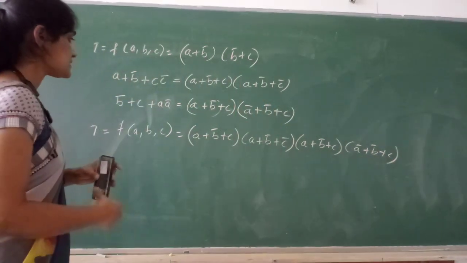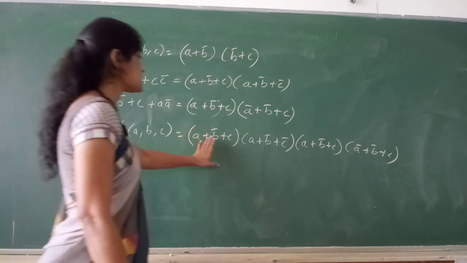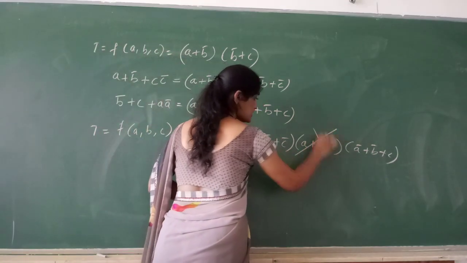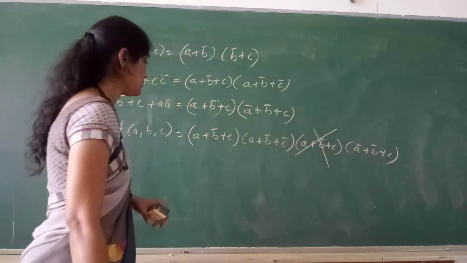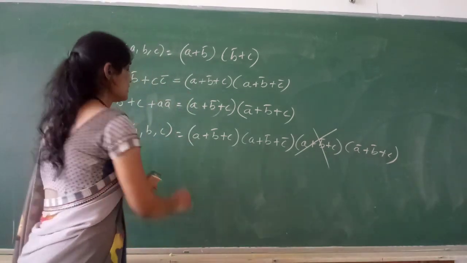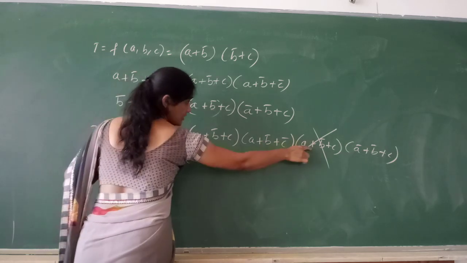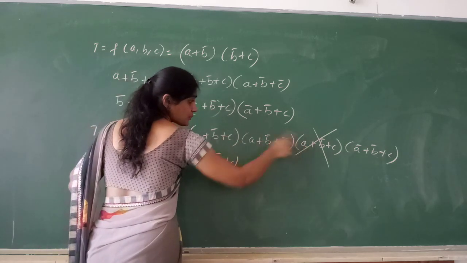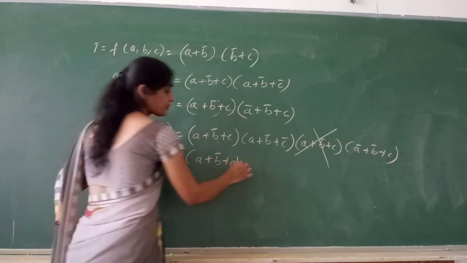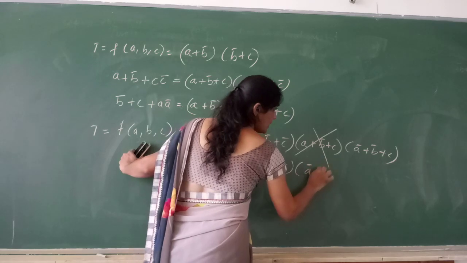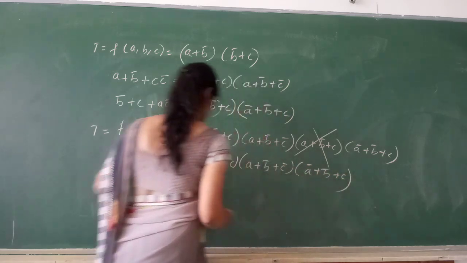Again, just see whether any terms are repeating. A plus B bar plus C is repeating, so I can cancel this. Then A plus B bar plus C bar. Finally, we have A plus B bar plus C two times, the same term is repeating, so I can write it only once. Into A plus B bar plus C bar into A bar plus B bar plus C.